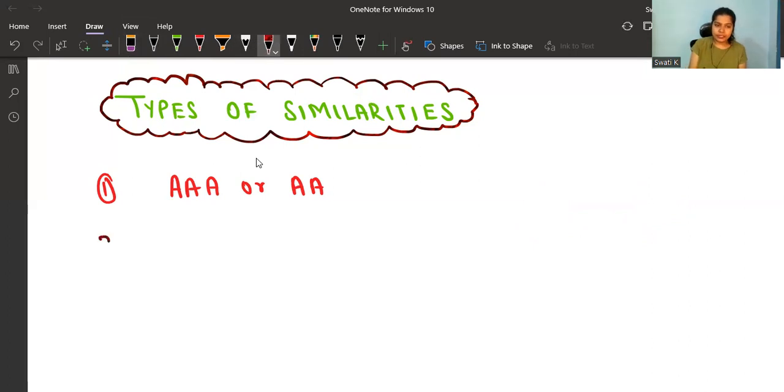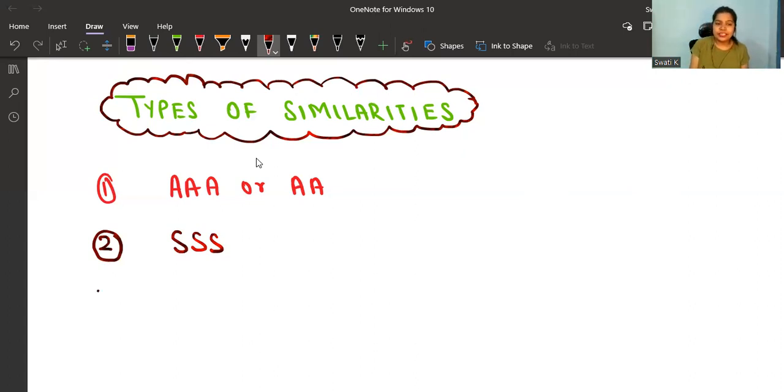And yeah, let's move to the second one. The second one is called side, side, side similarity. Very simple, very straightforward. Side, side, side meaning the ratio of this side upon this side. Suppose I have two triangles. The ratio of this side upon this side, and this side upon this side, are in the same proportion. Then we can say that the triangles are similar by S, S, S similarity.